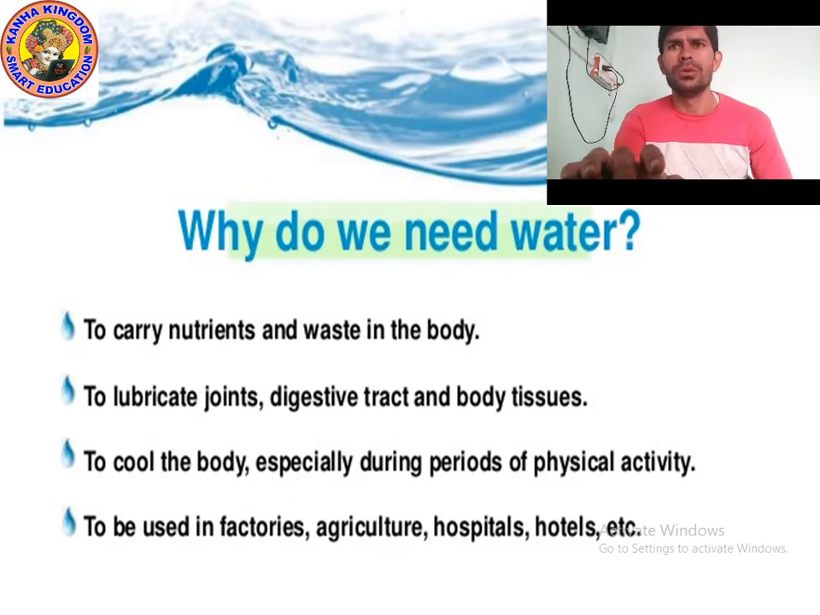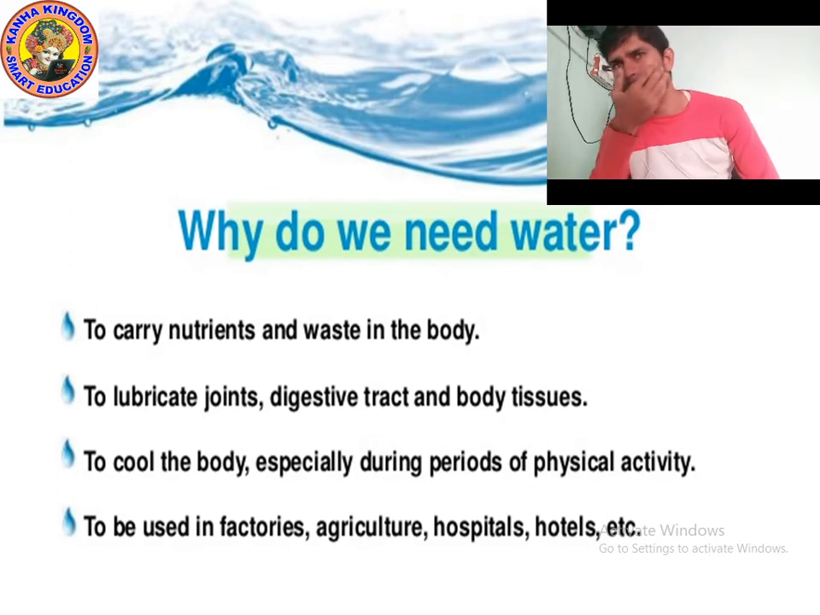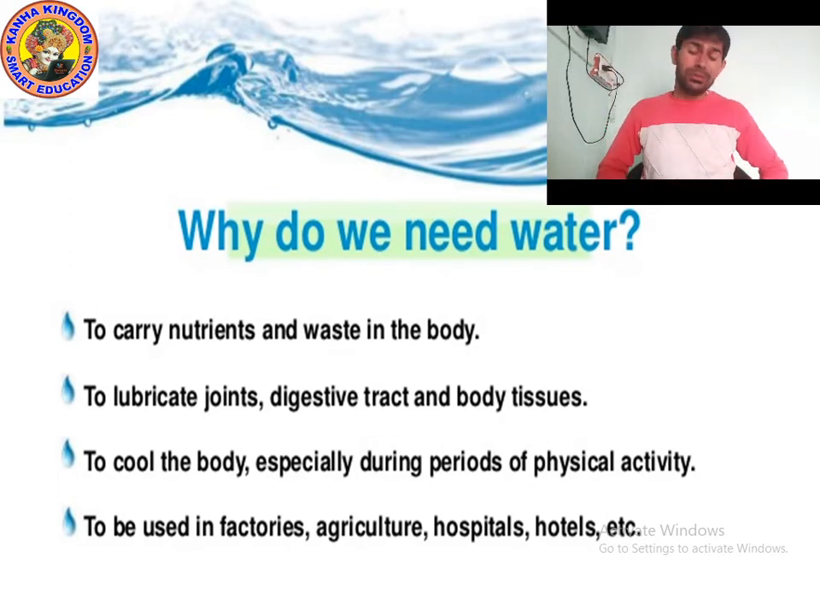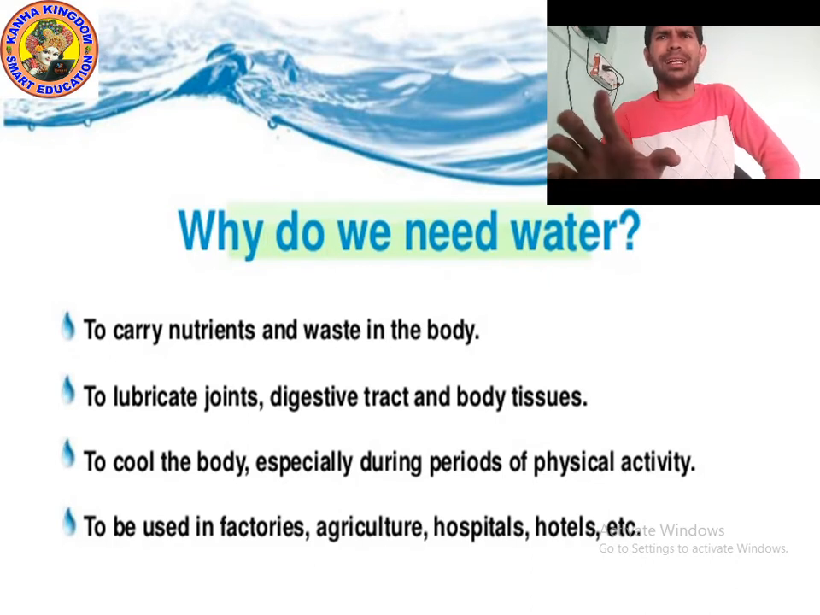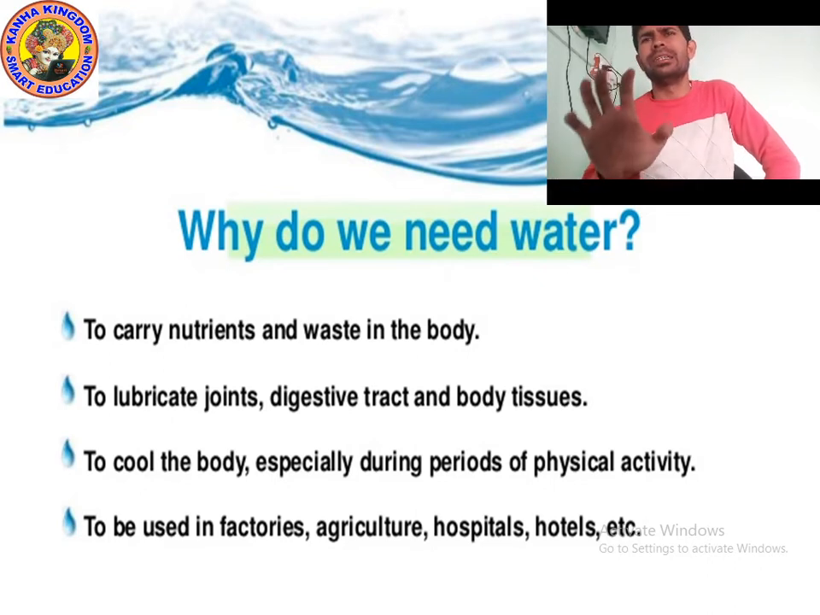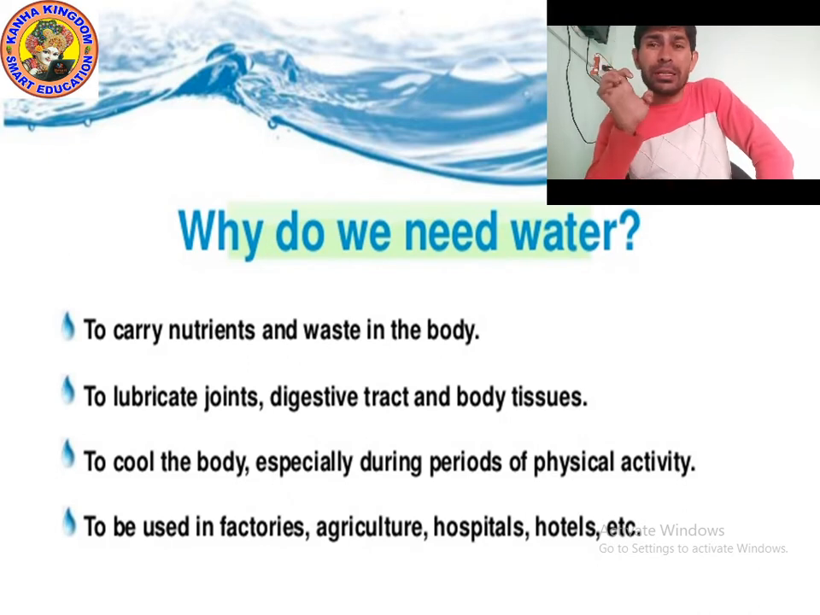Yes, so the first point is to carry nutrients and waste in the body. We should drink every day around 6 to 8 glasses of water. Okay, why do we need water? It helps to carry nutrients and waste in the body.